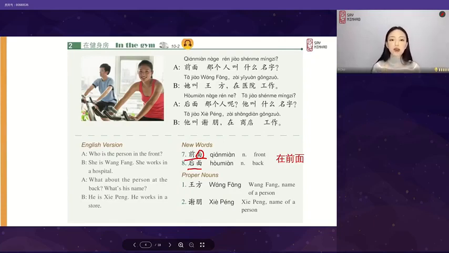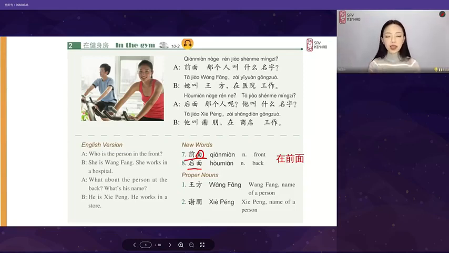Okay, try to say my front. My front. 我的前面, right? And in this phrase, you can just get rid of the 的. You can just say 我前面, okay? Now try to say my back. It is 我后面.